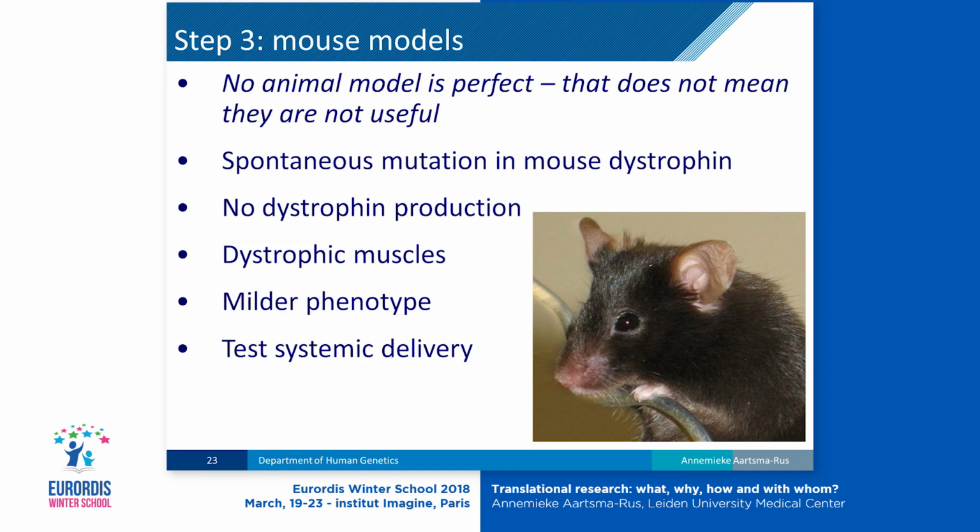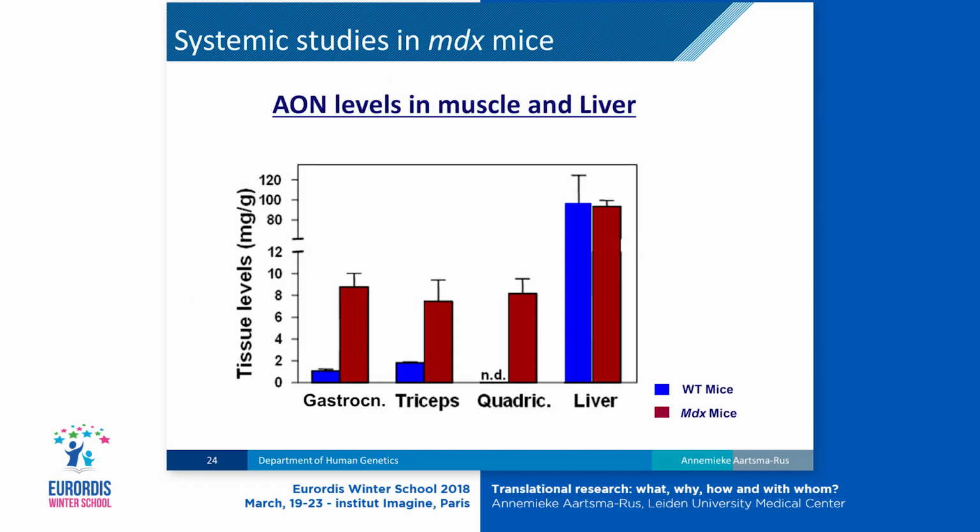So we had done our clinical trial and then needed to go back to the mouse model. And I already mentioned that this mouse model is not perfect. Animal models are never perfect, but still you can use them to test certain things. So we used it to test the systemic delivery. And what we were told before we started doing this was the following. We knew the AONs had been tested by other companies for cancer drugs mainly. And what we knew is that the uptake is mainly in liver and kidney and hardly in muscle.